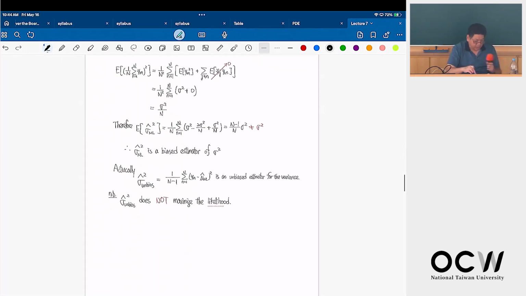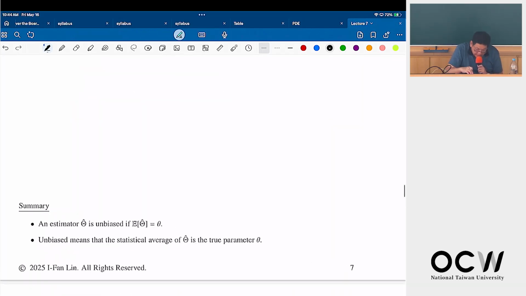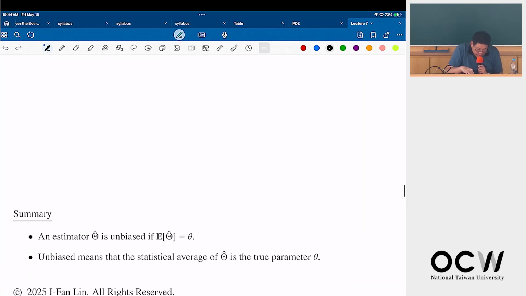So now here is the summary. An estimator is unbiased when the mean matches the true parameter. Unbiased means that the statistical average is the true parameter. But is that good or bad? We don't know.